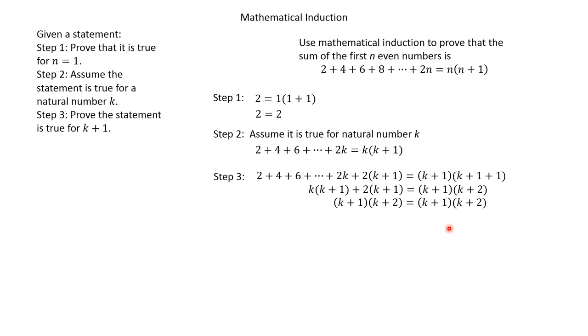Thus, this formula works by mathematical induction. Again, we prove the first step is true. We assume it's true for the natural number k, and then we add 1 to the term and show that it's true. This is probably the toughest piece in here, and it's one of the reasons why we're spending 2 days on this topic, just so that you have plenty of time to practice this.